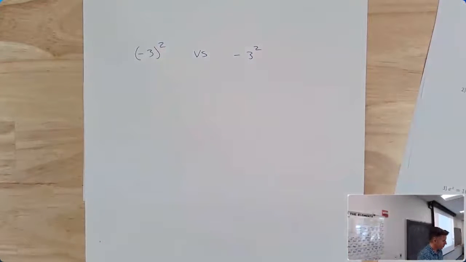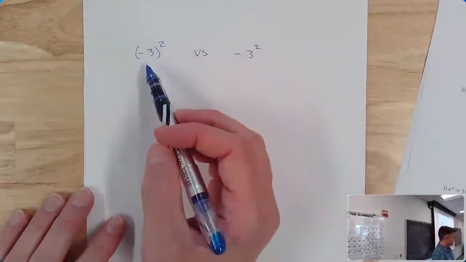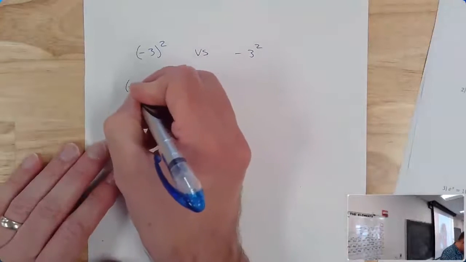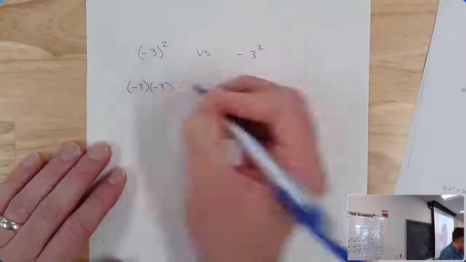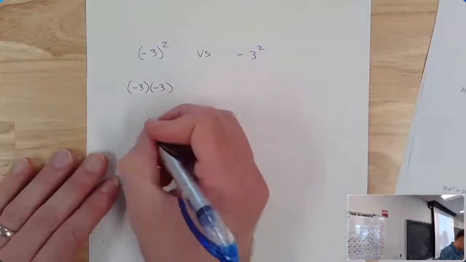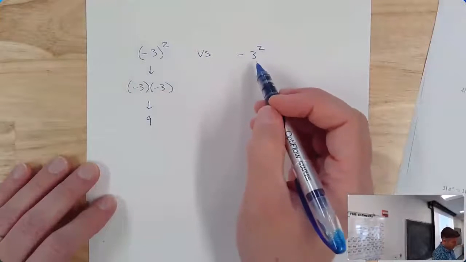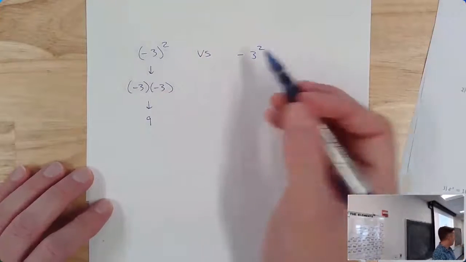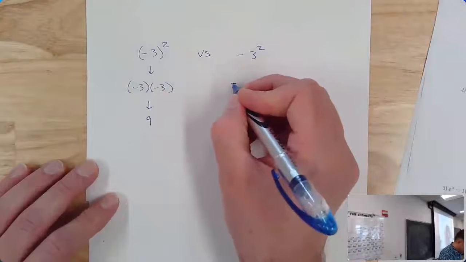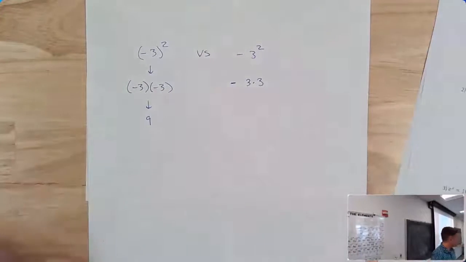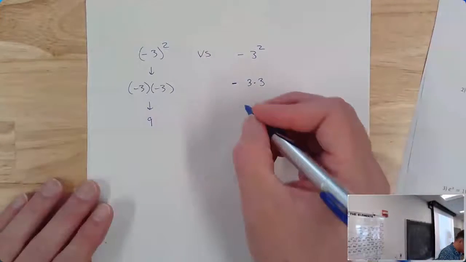Okay, so when I read this, I read this as -3 quantity squared. So I'm squaring the number -3. So this really means -3 times -3, which is going to be +9. On the other hand, this here says I've got 3 squared and then I want the negative of that. So the negative is happening last, and my 3 squared is 3 times 3. So 3 times 3 is 9, and then it's the negative of that, which is -9.